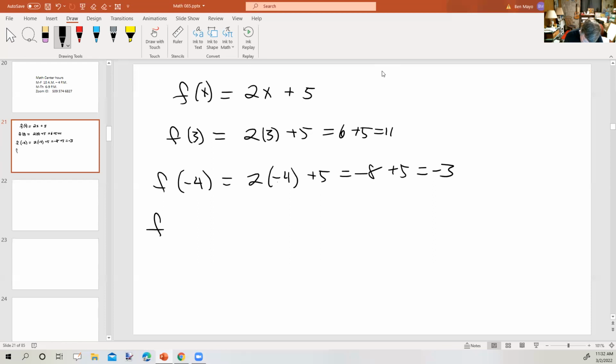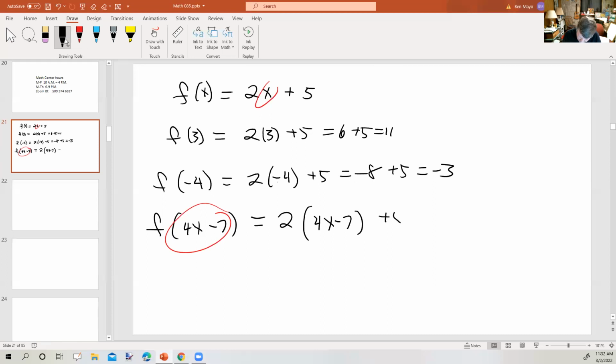Okay, what if I wanted to evaluate f of 4x minus 7? Whoa, that means I'm going to take all of that and put it in the place of x. So I'm going to have 2 times the quantity 4x minus 7, and then plus 5, which would be 8x minus 14 plus 5, or 8x minus 9. Any questions about what I just did? Okay.